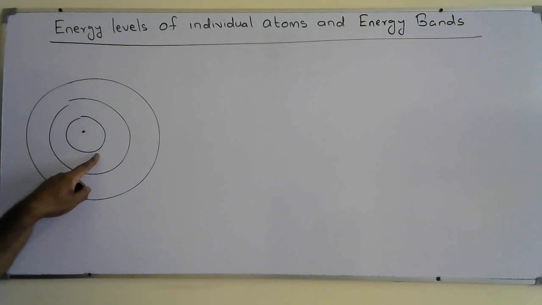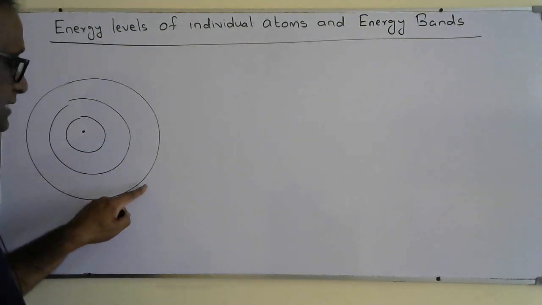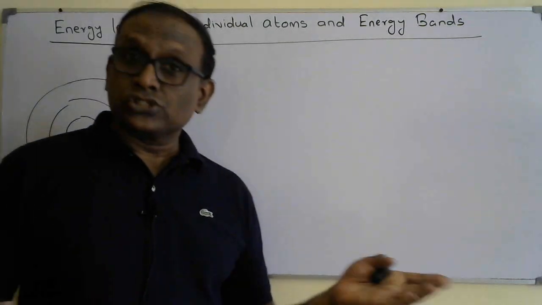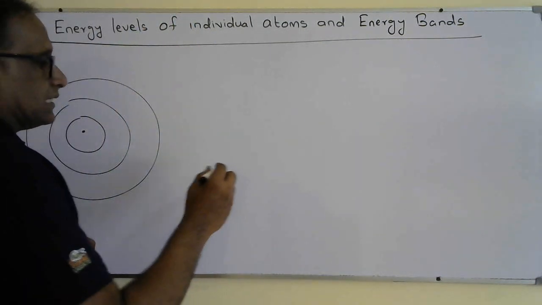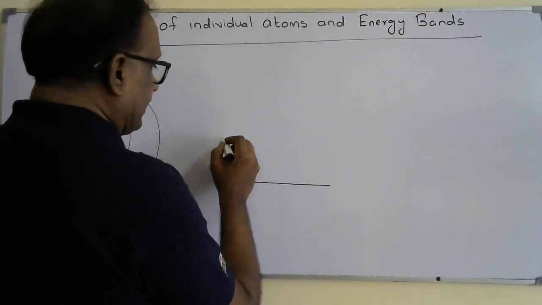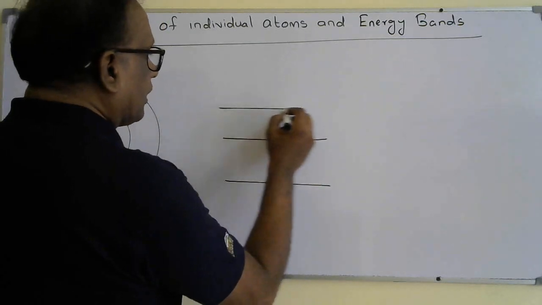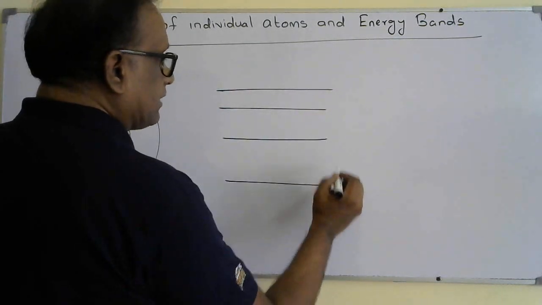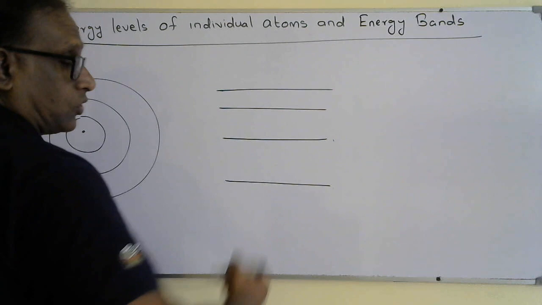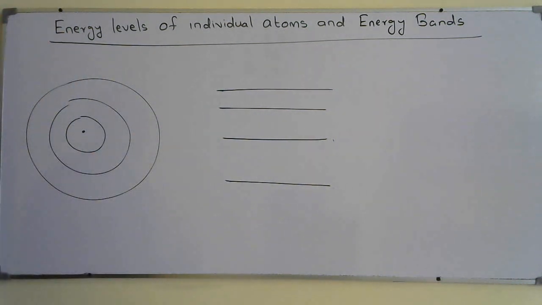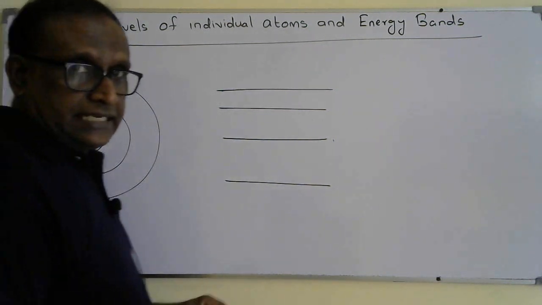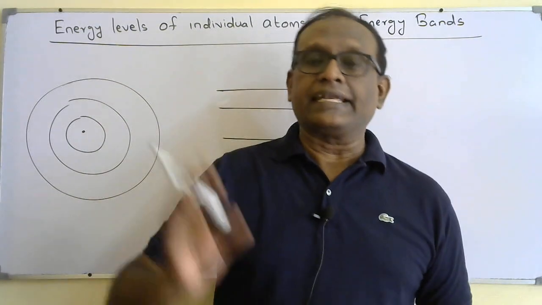The closest shell is called ground state, first excited state, second excited state, and so on. Or we can draw these shells in the form of energy levels like this, and this is called the ground state, first excited state, second excited state, and so on. So this is according to Bohr model, and this representation is only for individual atoms.